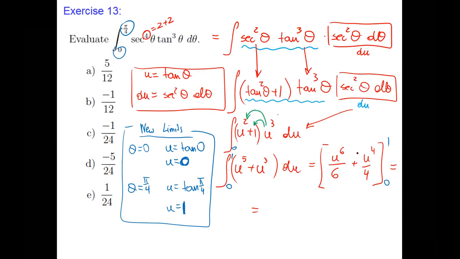And then I can substitute 1, which will be 1 over 6 plus 1 over 4. Substituting 0, of course, is 0. Who can tell me the final answer? Fractions. 1 over 6 plus 1 over 4. I think 12 is a good denominator. 5 over 12. Yes, we do have that option. 5 over 12.